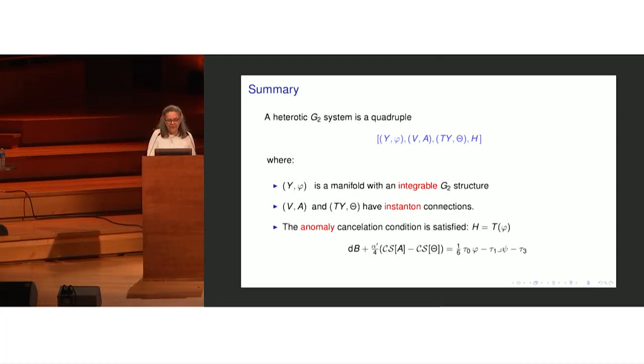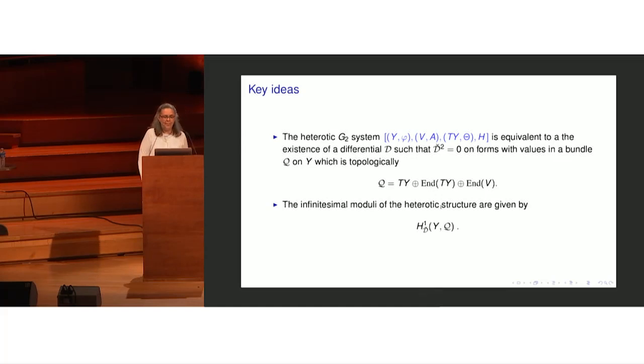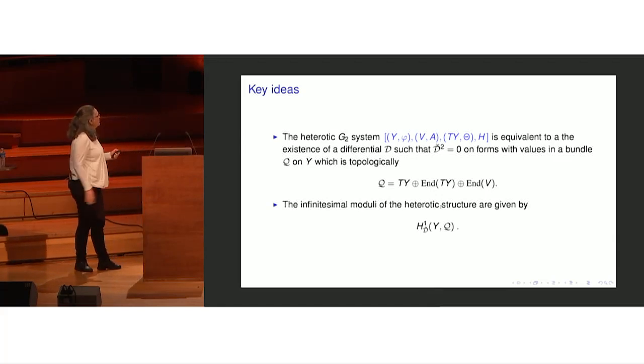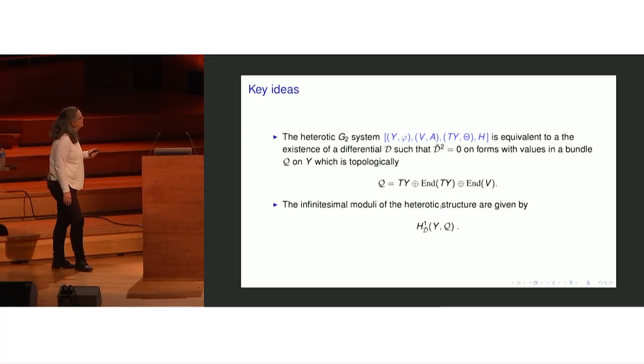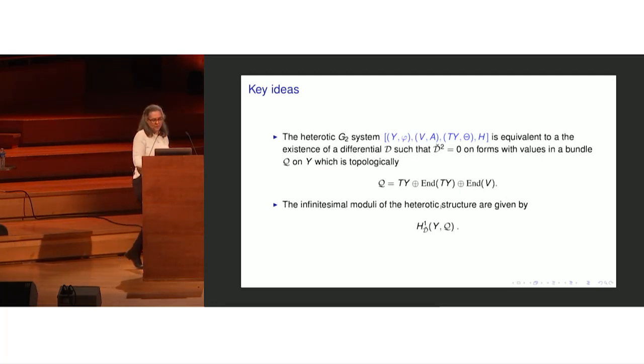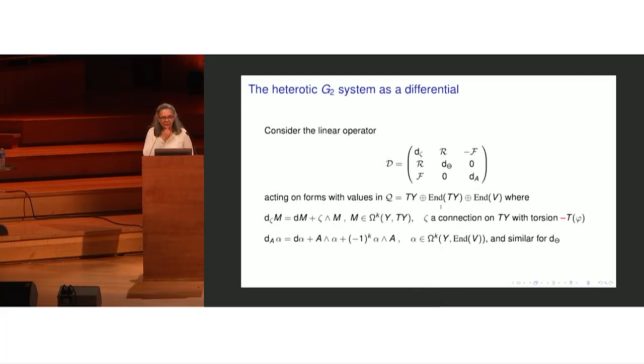So now what we're interested in is the moduli of these equations, so in the deformations. Let's go back to these key ideas. The first thing we're going to do is to reinterpret the story I just told you, this system, in terms of a differential operator that squares to 0. And then we are going to see how the moduli space is related to the first cohomology of that operator. So for that, we consider that linear operator.